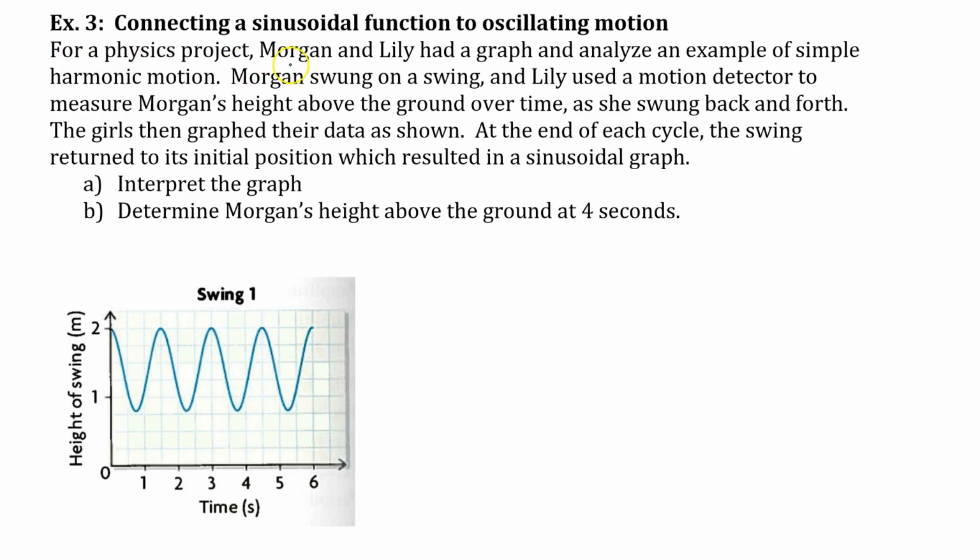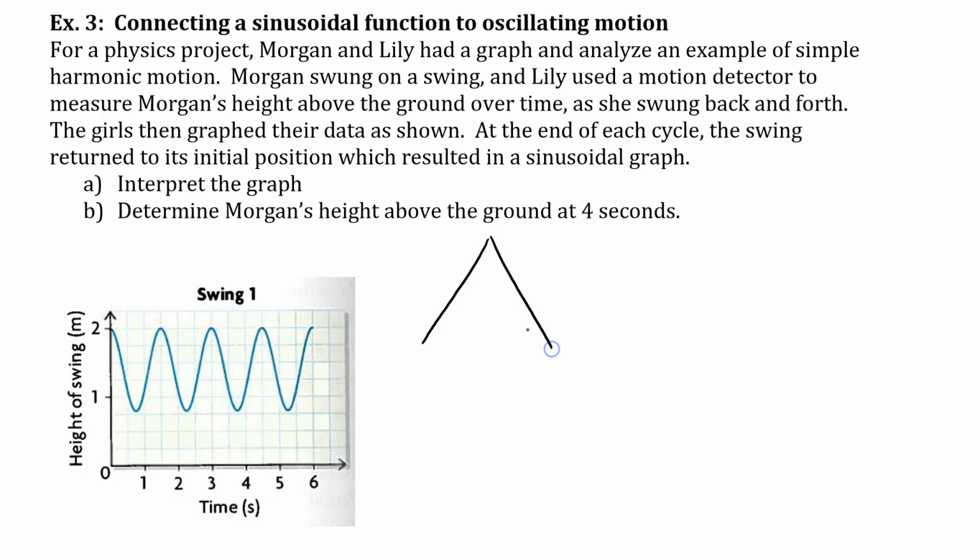For a physics project, Morgan and Lily had two graphs and analyzed an example of simple harmonic motion. Morgan swung on a swing, and Lily used the motion detector to measure Morgan's height above the ground over time as she swung back and forth. The girls then graphed their data as shown. At the end of each cycle, the swing returned to its initial position, which resulted in a sinusoidal graph. So think about it.